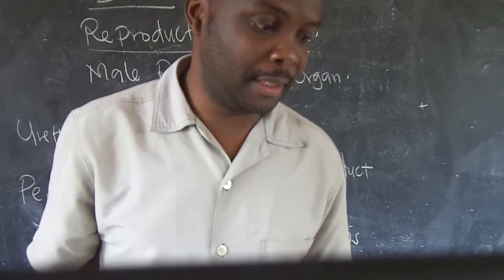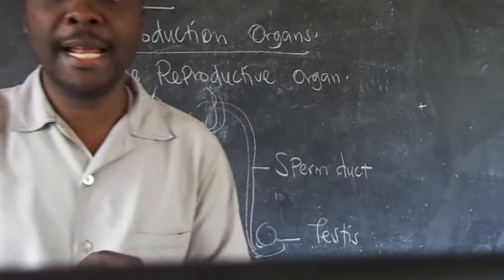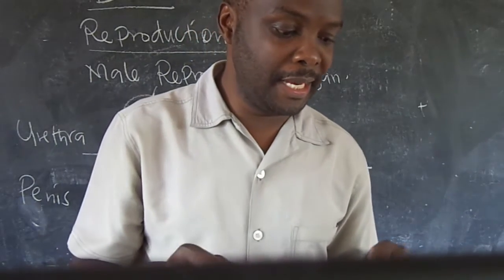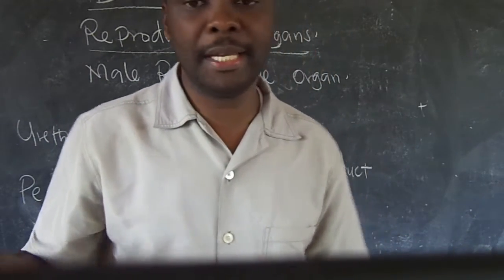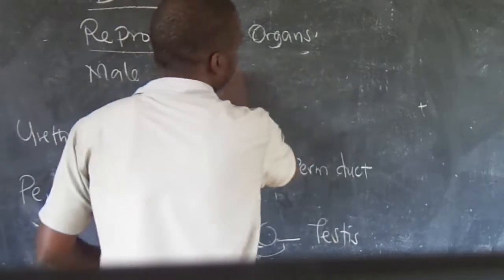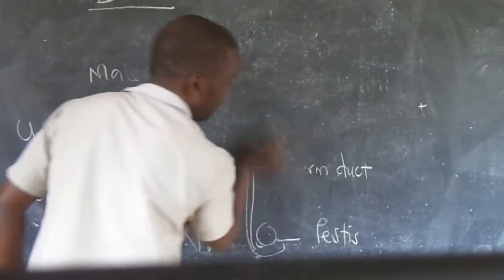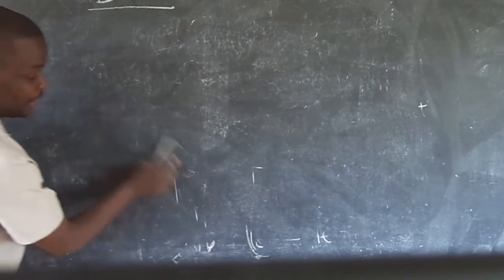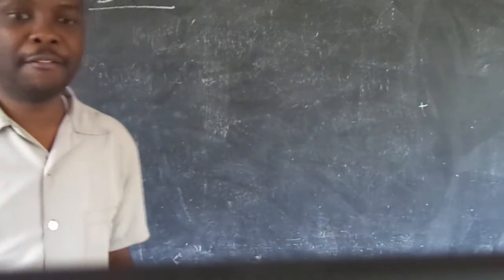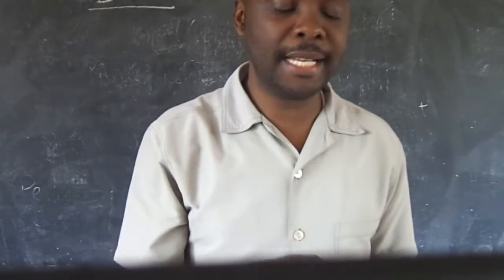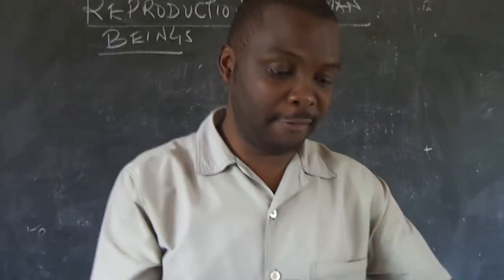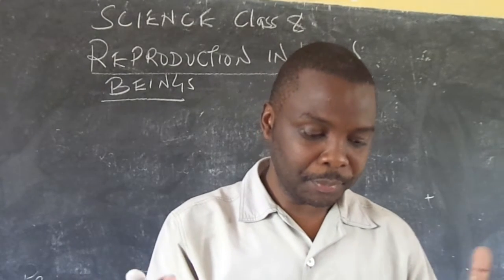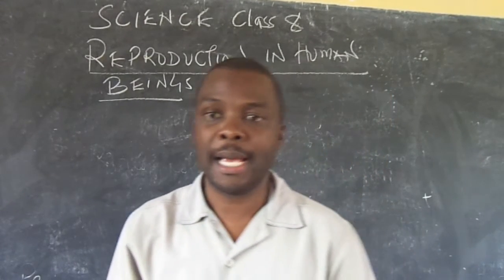Now, having talked about that, let's look at how the baby is formed, or the reproduction in human beings. We say that in human beings, for reproduction to take place, you should have the organs. I've already illustrated this; we did it in class 6. We've learned about the organs that are involved in reproduction, and I want to believe that by now you have a picture of what happens.